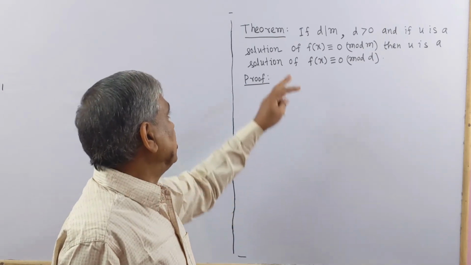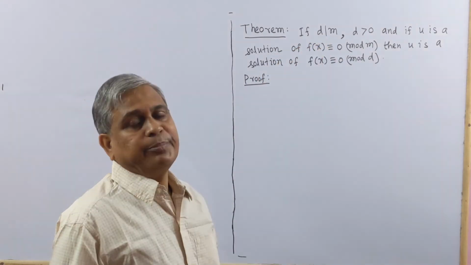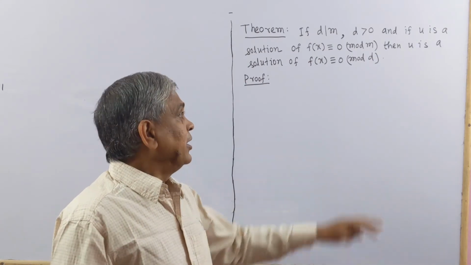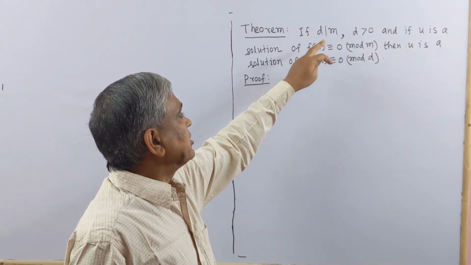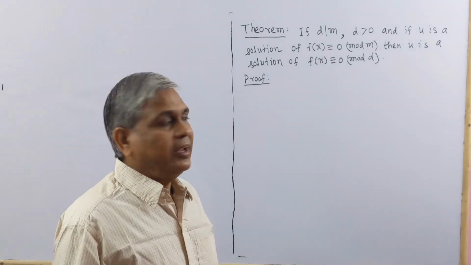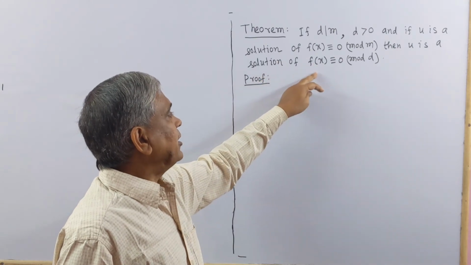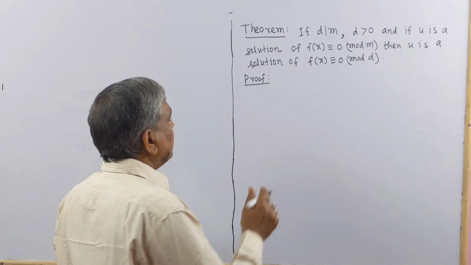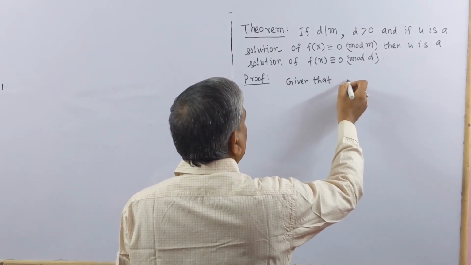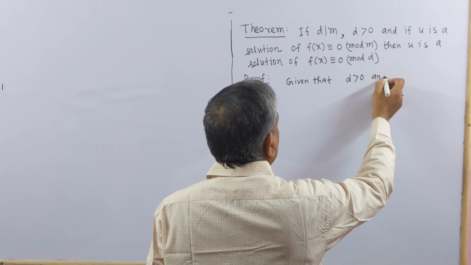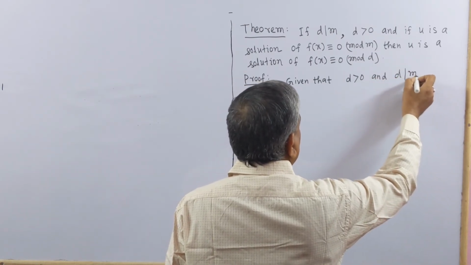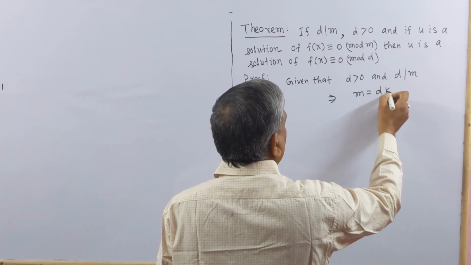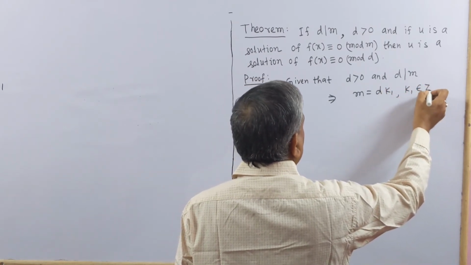Now we shall prove a theorem. The theorem is: if d divides m and d is greater than 0, and if u is a solution of f(x) ≡ 0 (mod m), then u is a solution of f(x) ≡ 0 (mod d). Now we prove this. Given that d is greater than 0 and d divides m, it implies that m = dk₁, where k₁ is an integer. This is number 1.